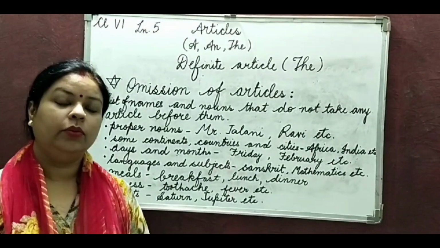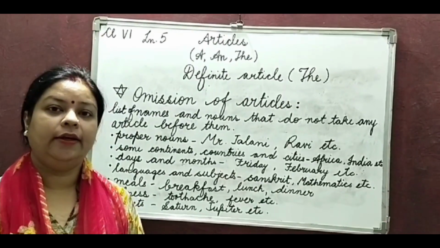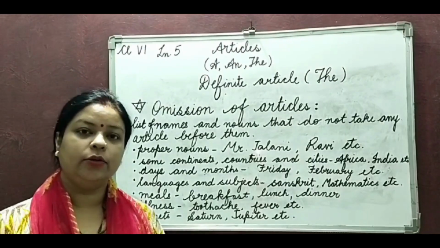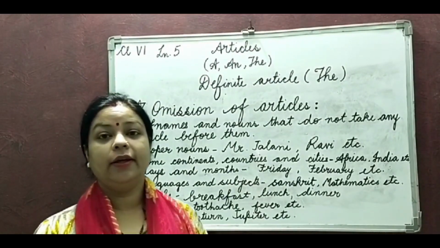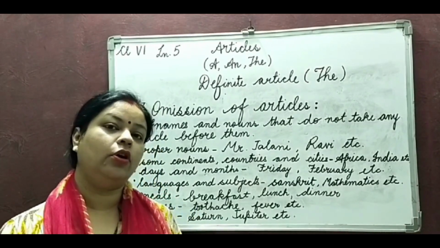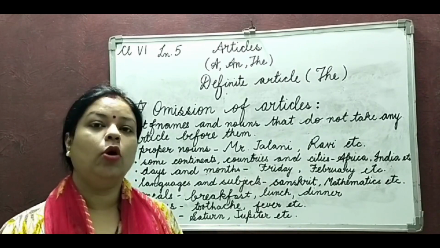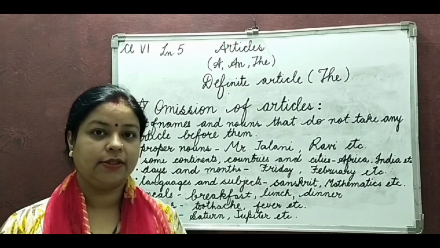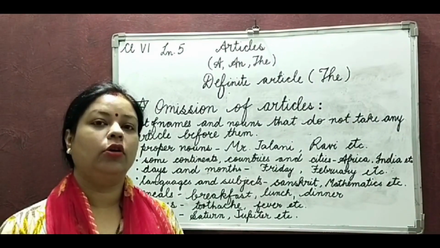Till now we studied about the articles a and the. So what are they, where are they used? Now we will study where these articles are not at all used or are not required. So omission of articles, this is the topic which we are going to discuss now. Omission means to exclude or not use.